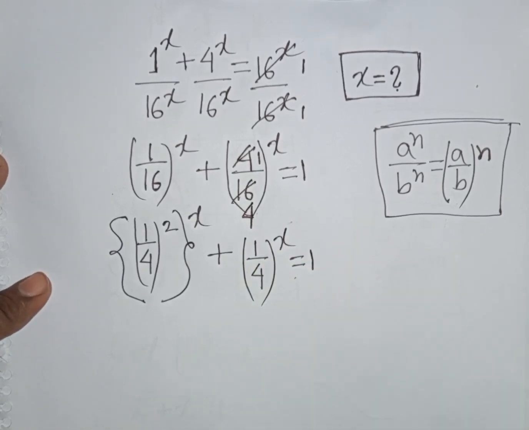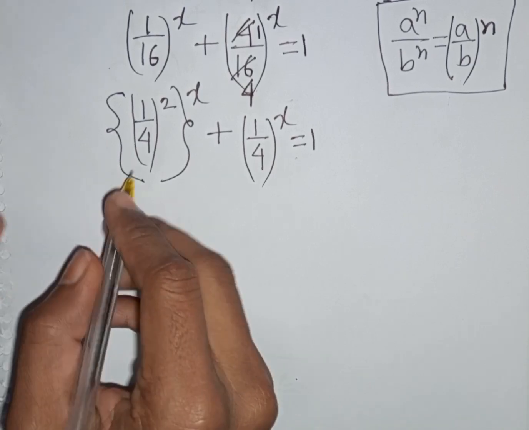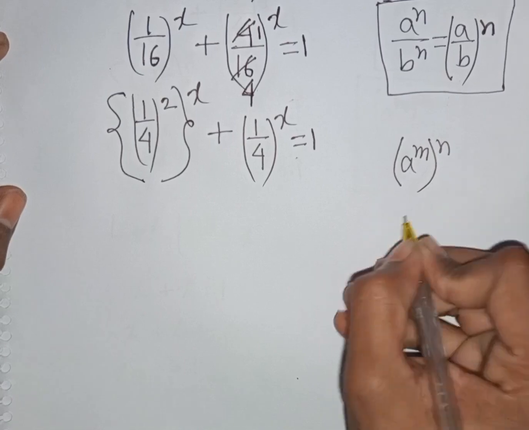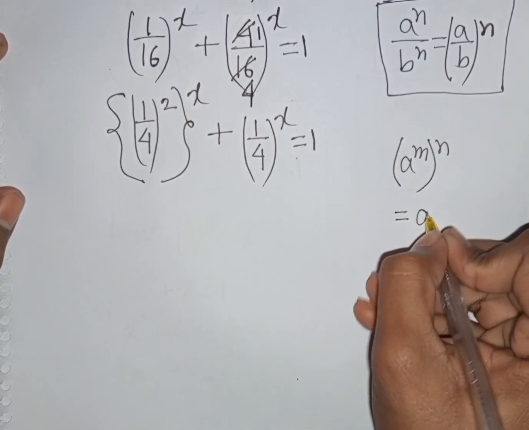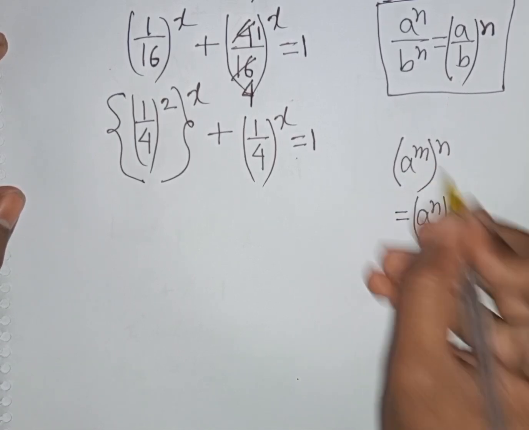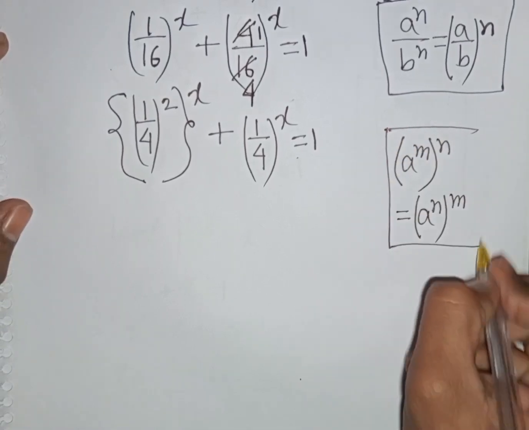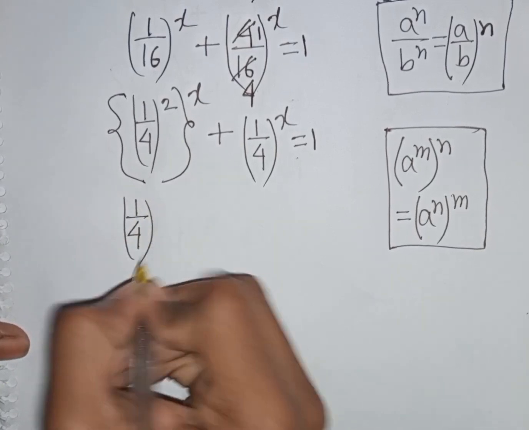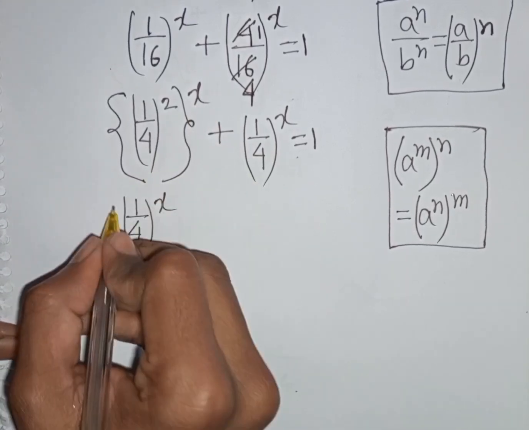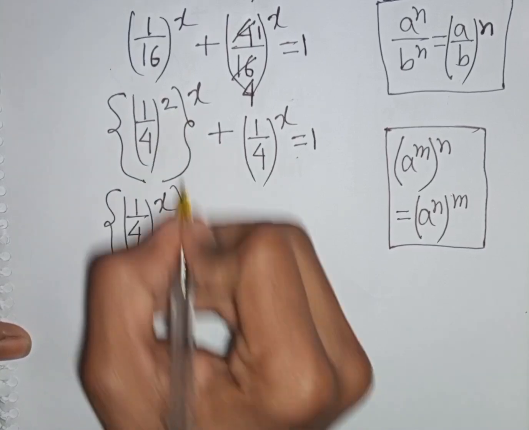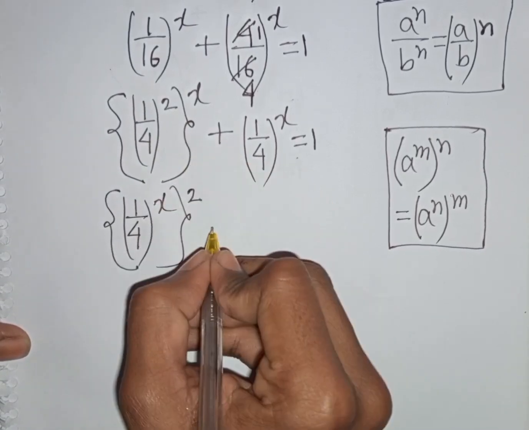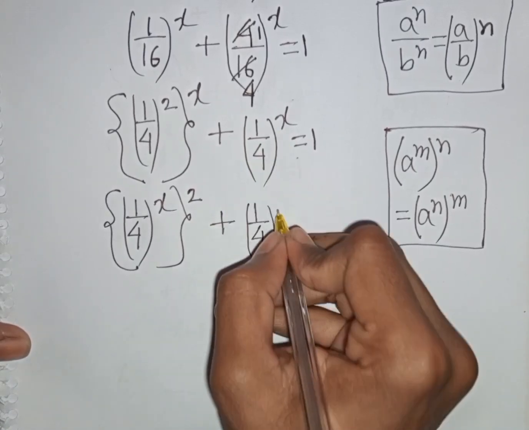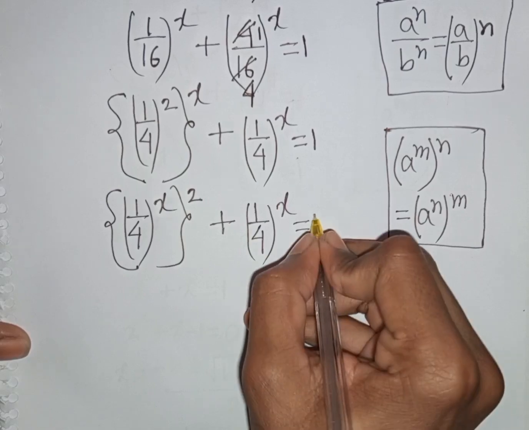Now here we can apply this exponential rule that (a^m)^n is equal to (a^n)^m. So according to this rule, I can write here ((1/4)^x)^2 plus (1/4)^x is equal to 1.